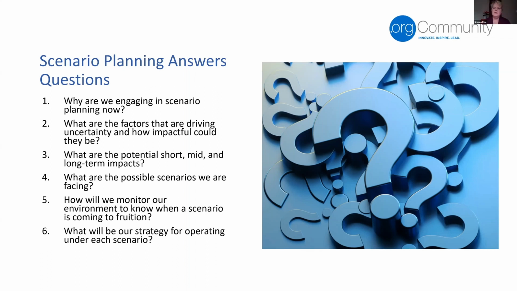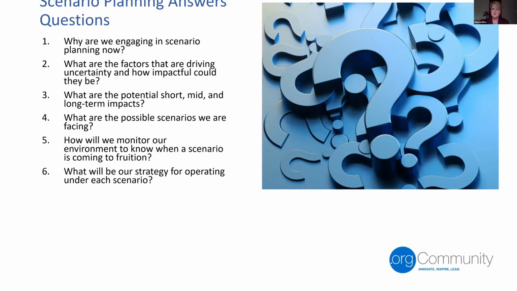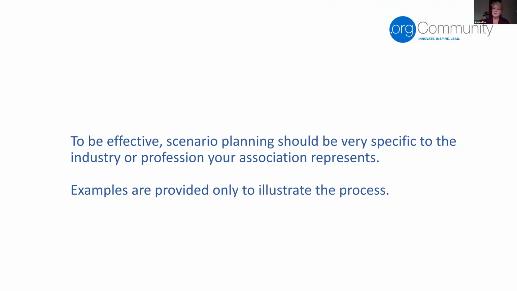So I have a little bit of a disclaimer here. Number one is that to be effective, scenario planning should be very specific to your industry or the profession that the association represents. We are often tempted to look at frameworks and information that people put out, or ask our colleagues from other associations to share what they're doing. And what I want to say is, especially with scenario planning, there's not a one-size-fits-all. You can look at what other people are doing and say that applies or it doesn't apply to us, and adopt it. And I think that's a good way to get your brain working and start thinking about what's going to impact you.